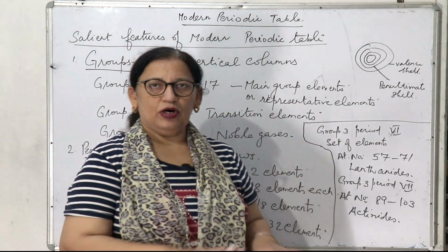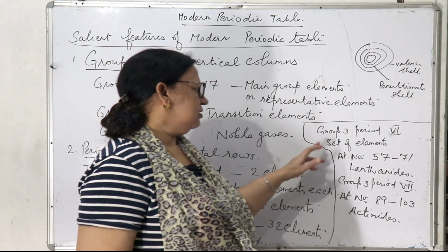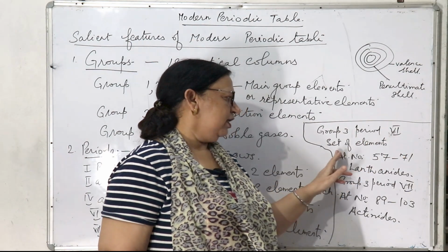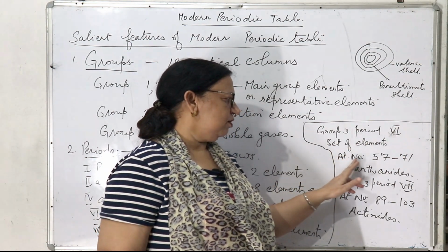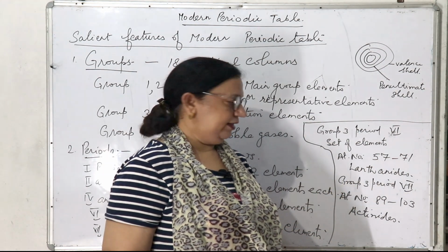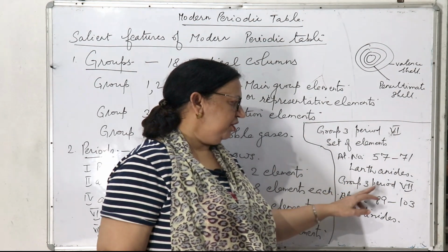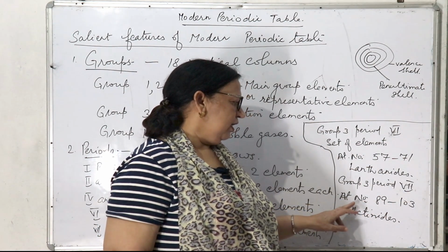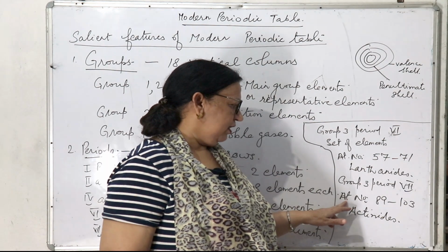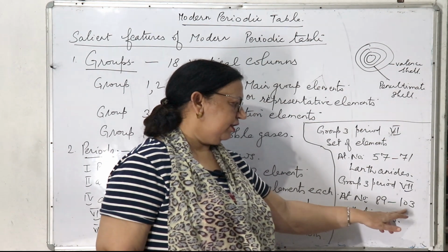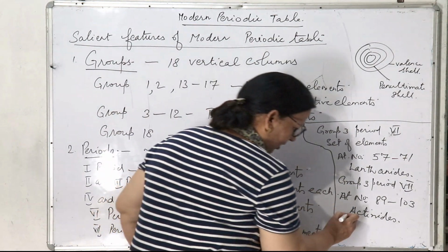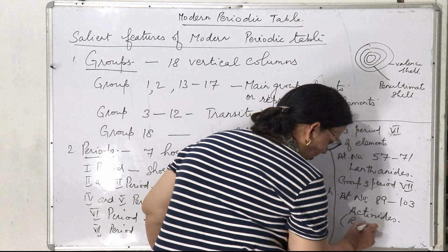At the bottom of the modern periodic table, in group 3 and period 6, there is a set of elements with atomic number 57 to 71. They are called lanthanides. And in group 3 period 7, there are elements at the bottom of the periodic table with atomic number 89 to 103. They are called actinides, and actinides are radioactive.